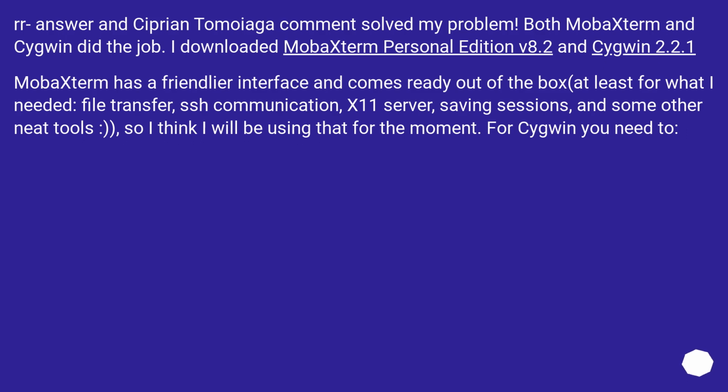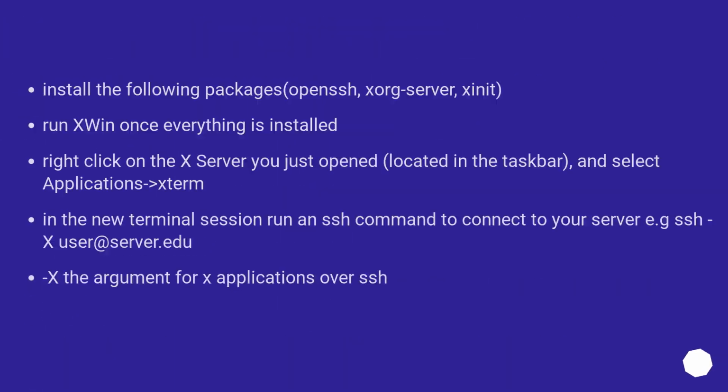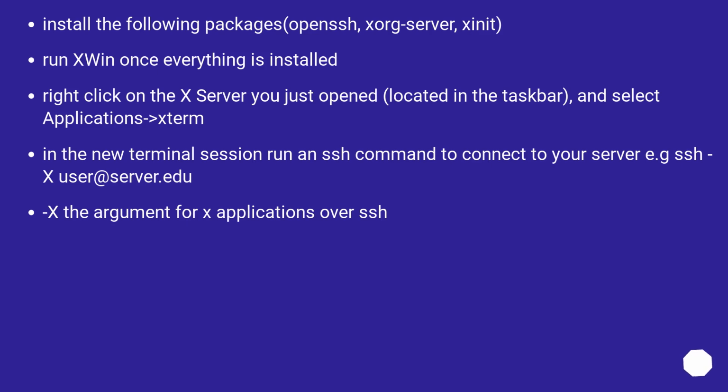For Cygwin you need to install the following packages: OpenSSH, Xorg server, Xterm. Run it once everything is installed. Right-click on the X server you just opened, located in the taskbar, and select Applications and GTK, Xterm. In the new terminal session, run an SSH command to connect to your server, e.g. ssh -X user at server.edu. The -X is the argument for X applications over SSH.